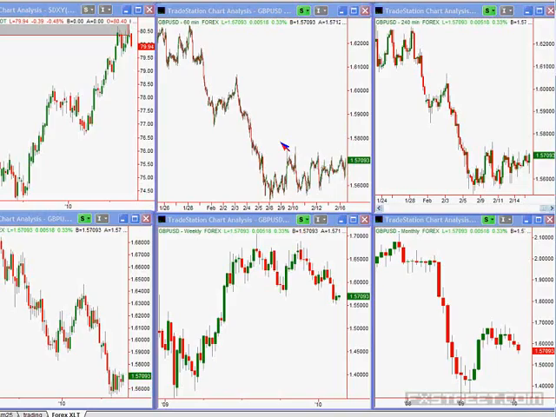Okay. So let's take a look at, first of all, let me bring up the dollar here. We have this chart in the upper left corner. This is the U.S. dollar, okay?